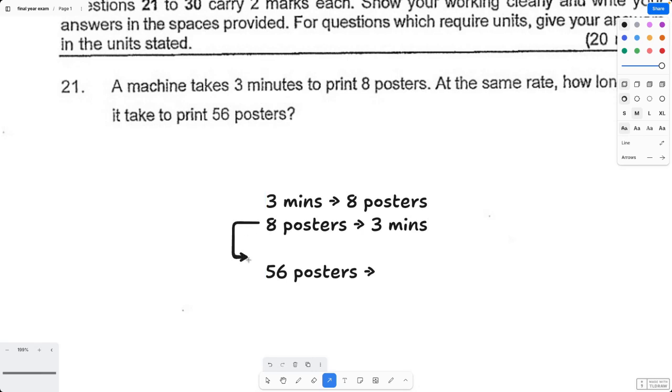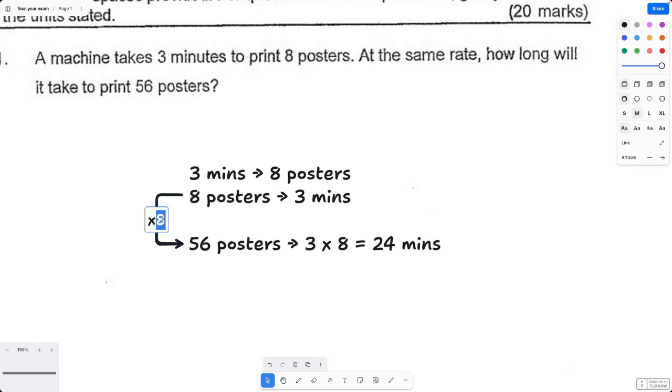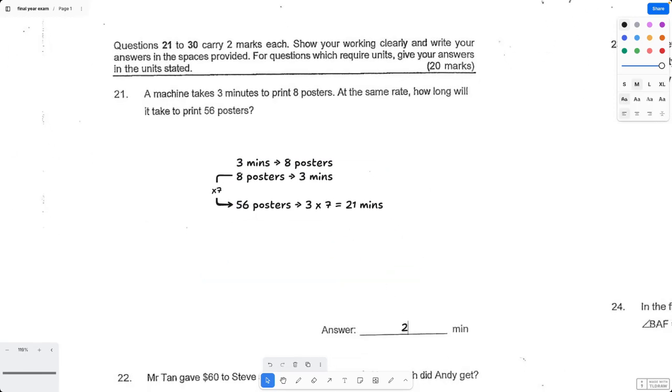In this case, 8 to 56 is basically multiplied by 7. So 56 divided by 8 is 7. That means we can have 3 times 7. Wait, not 8 times 8, 8 times 7. My bad. Luckily, 21 minutes. There you go. So the answer to this is 21 minutes.